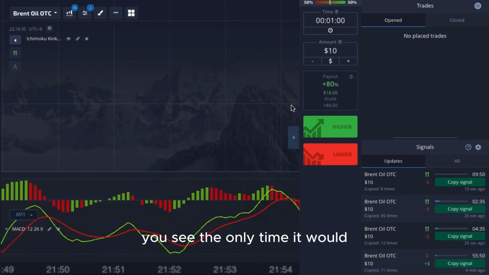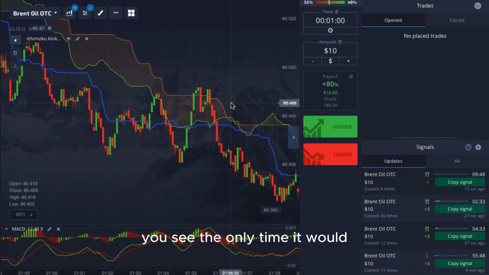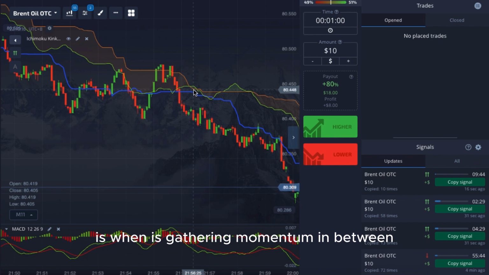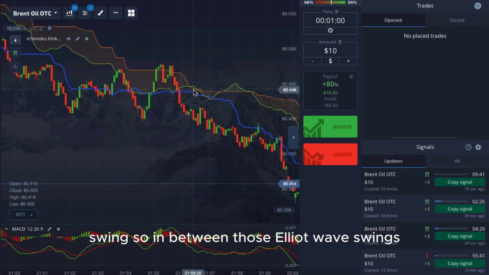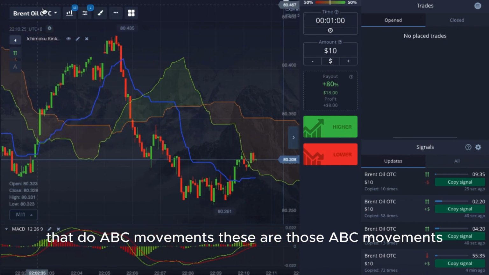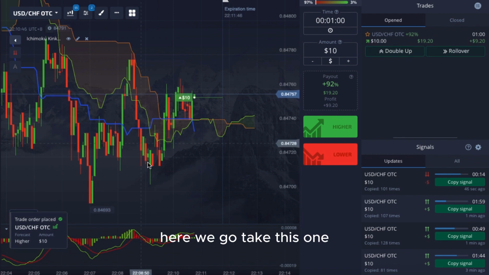Why? Because you see, the only time it would go in and out of the bands in a short span of time is when it's gathering momentum in between swings. So in between those Elliott wave swings, there are those ABC movements. These are those ABC movements. There you go.